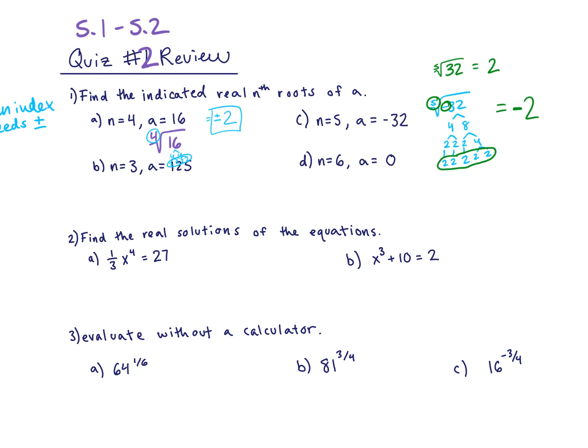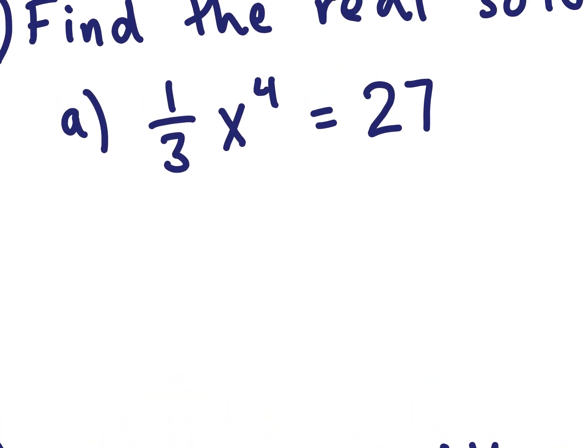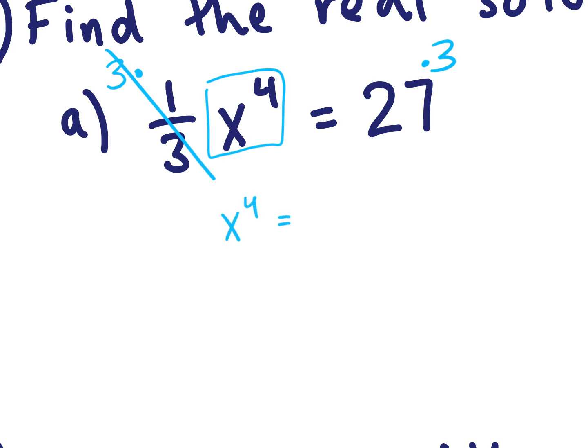Let's do number 2. We want to find the real solutions of the equations. So we are solving for x. We need to get the x all by itself. So how can I move the 1/3 to the other side? Awesome. Multiply both sides times 3. So 3 times 1/3 would cancel. So we have x to the 4th power is equal to, what's 27 times 3? 81. Awesome.